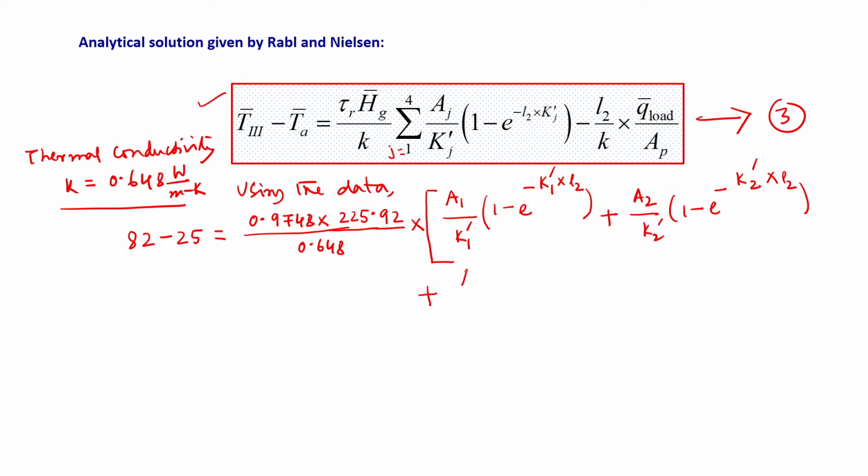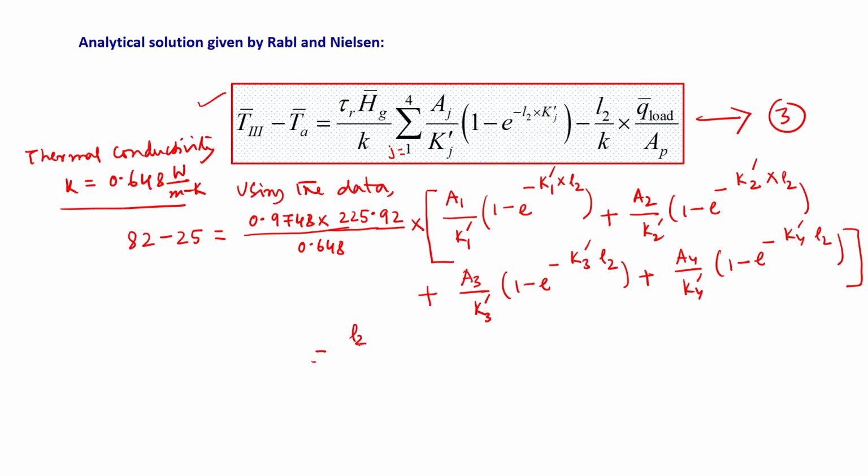plus A3 by K3 dash, 1 minus e to the power of minus K3 dash, then L2, plus A4 by K4 dash, 1 minus e to the power of minus K4 dash, then L2. So, big bracket close, then minus L2 by K, which is 0.648, multiplied by Q load, which we have already calculated, about 225 into 10 cube divided by AP, right.